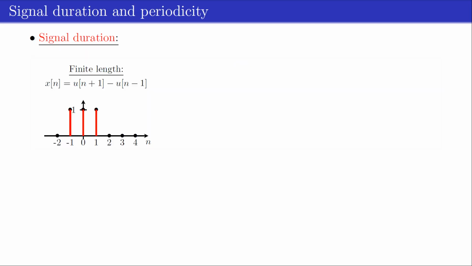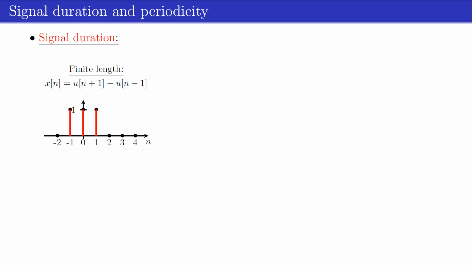Discrete time signals may conveniently be classified in terms of their duration or extent. For example, a discrete time sequence is said to be a finite length sequence if it is equal to 0 for all values of the index n outside a finite interval of indices. An example of such a finite length signal, as depicted in the graph, is u[n+1] minus u[n-1], which is 0 for all indices n except for n is -1, n is 0 and n is 1.